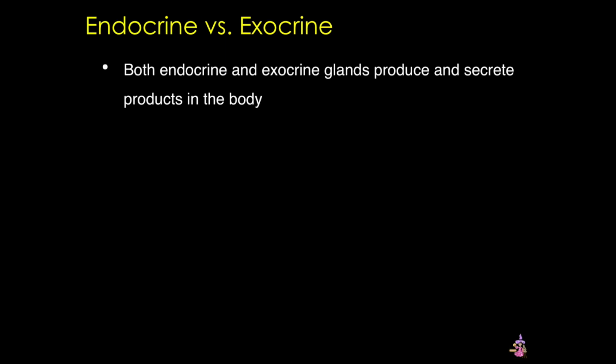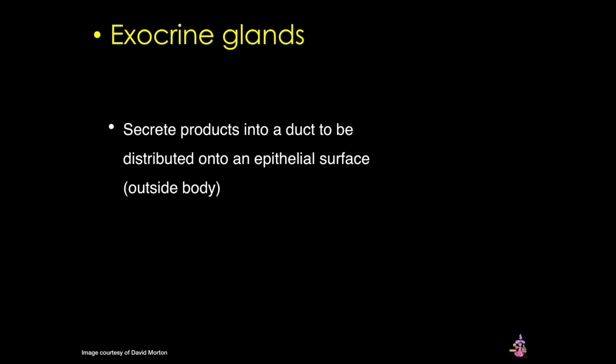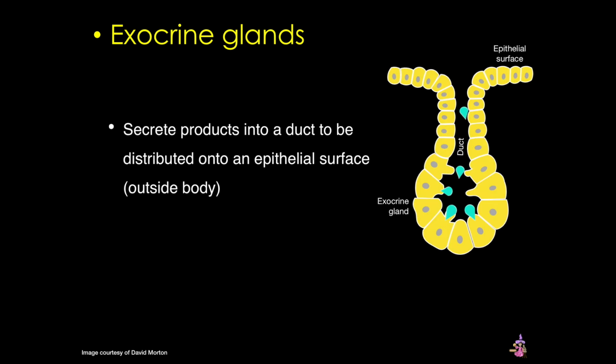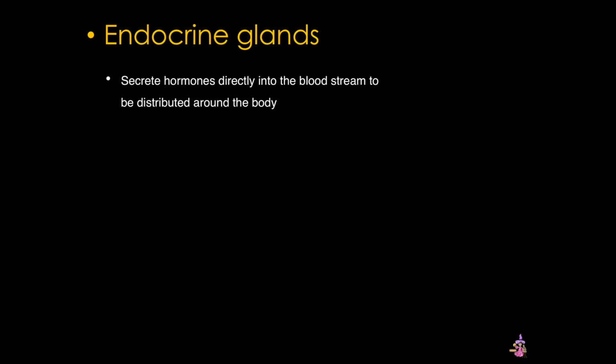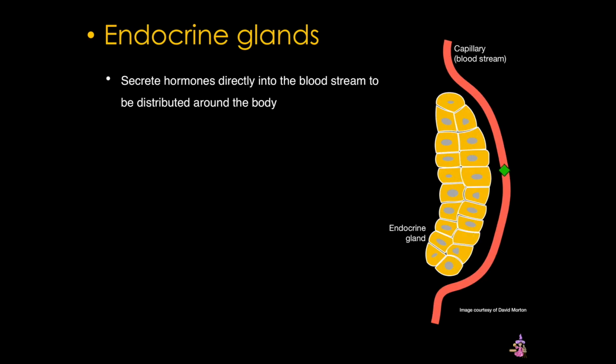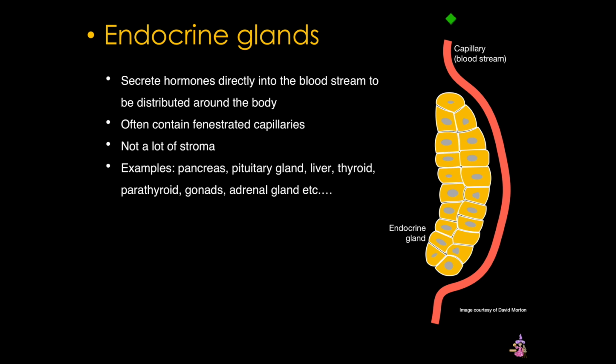Now let's review the similarities and differences between an exocrine and an endocrine gland. First, both produce and secrete products, but exocrine glands are going to secrete products into ducts, and these ducts are going to transport the products onto an epithelial surface, essentially to outside the body, such as sweat from sweat glands. In contrast, endocrine glands are usually ductless, and they secrete their products directly into the blood. And because of this, they have a very abundant blood supply, lots of parenchyma, but very little stroma. And examples here include the pancreas and the pituitary gland.